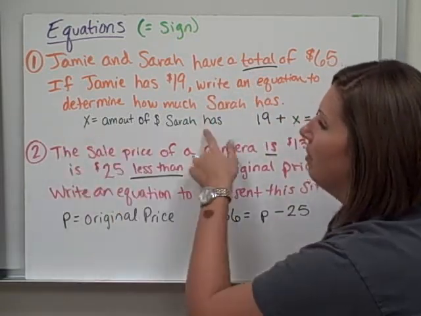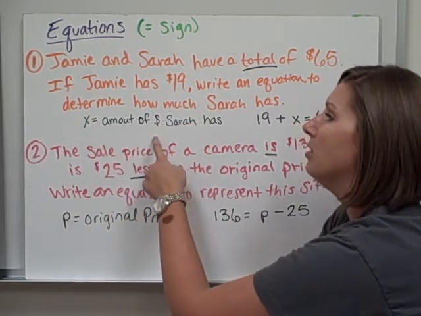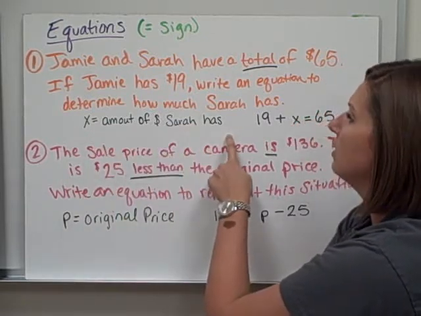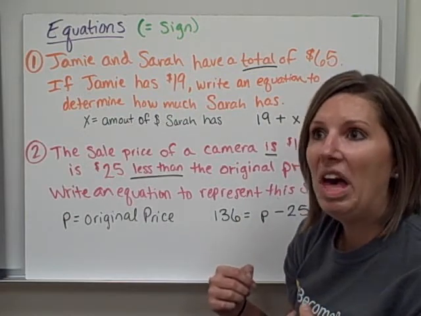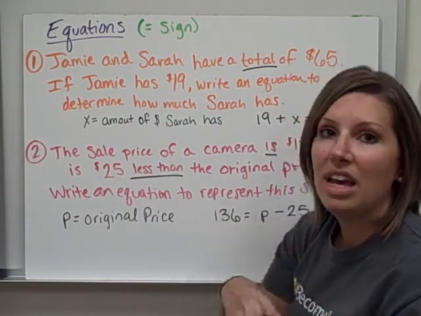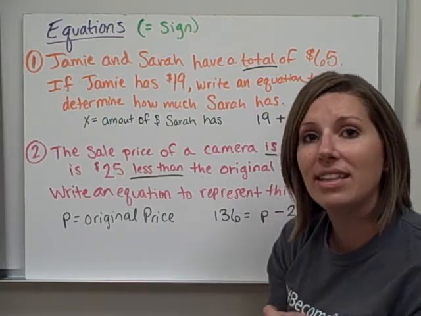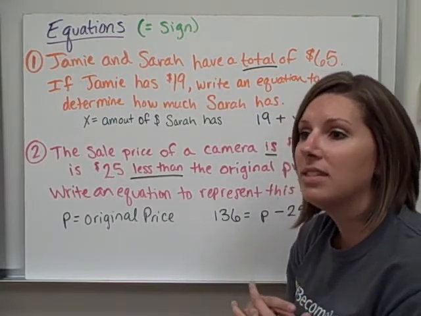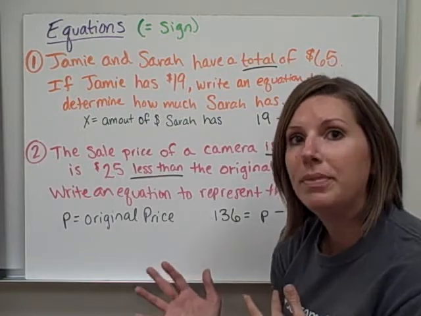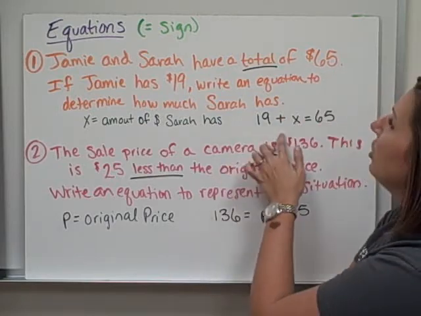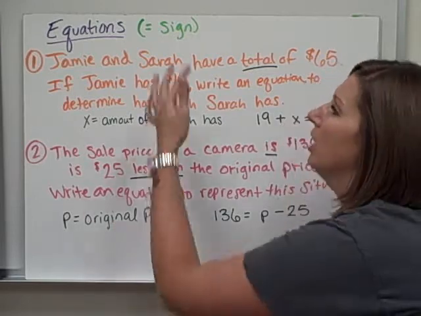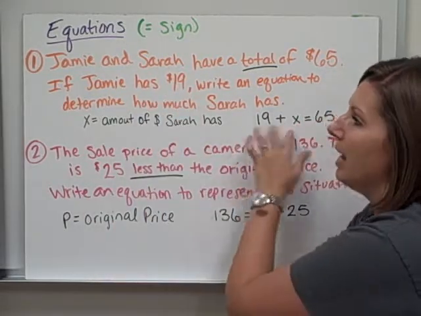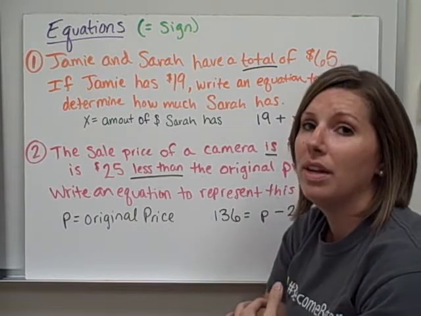So I'm going to define my variable. X is going to represent the amount of money Sarah has. I could write this problem so that X is by itself and I can find my answer really easily, but mathematically that's not appropriate for this problem, because I'm going to write this problem in order of how it occurs in the word problem. I'm going to write my answer in the order that it occurs.